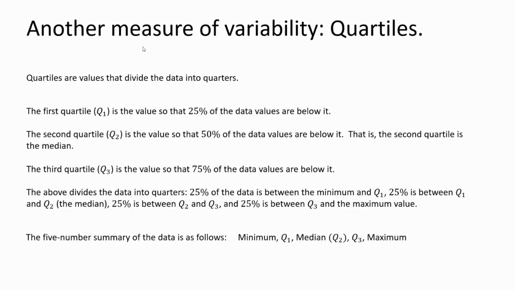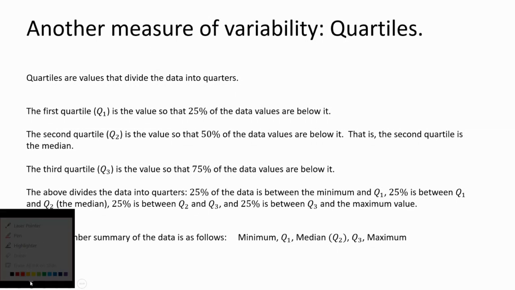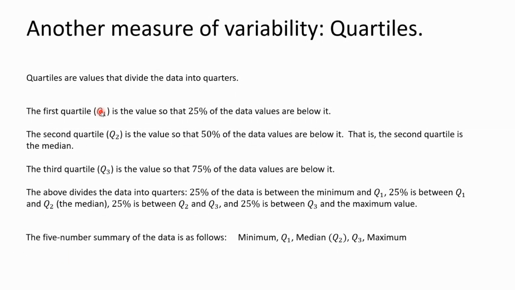So we have quartiles. The first one, as you can see, I'm going to call Q1. This is so that 25% of the data values are below it. That's just how Q1 is set up. The second one, Q2, is actually the median. And remember, we saw this with the median: 50% of the data values are below it.